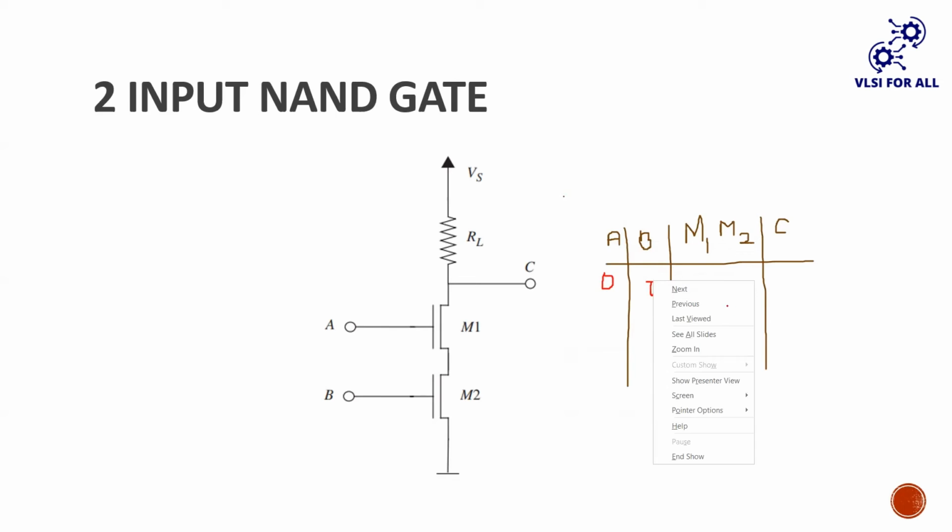Then M1 will be in off condition. M2 will be in off condition. If they are off, it acts like an open circuit, no current flowing through the circuit. Then output will be high because it is giving Vs output voltage.